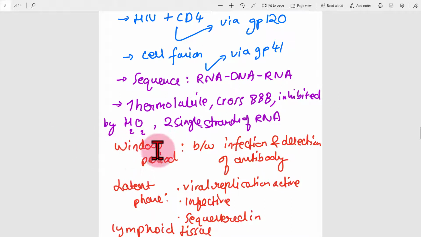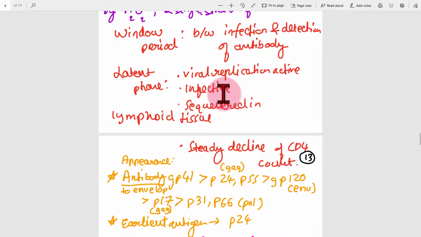There is also a term we need to know, that is the window period. It is found between the infection and the detection of antibody. Now looking at the latent phase, viral replication is active here and it is infective, and it is also sequestered in the lymphoid tissue, and there is a steady decline of CD4 count. This is all with respect to the HIV virus.